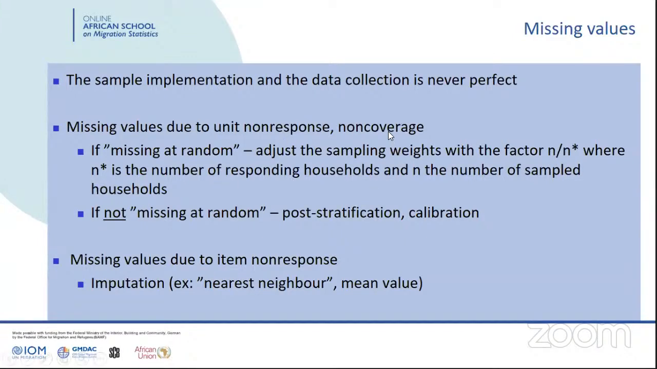If the non-response and non-coverage is not missing at random, for example, rich households, then we have to do something else. Post-stratification calibration.